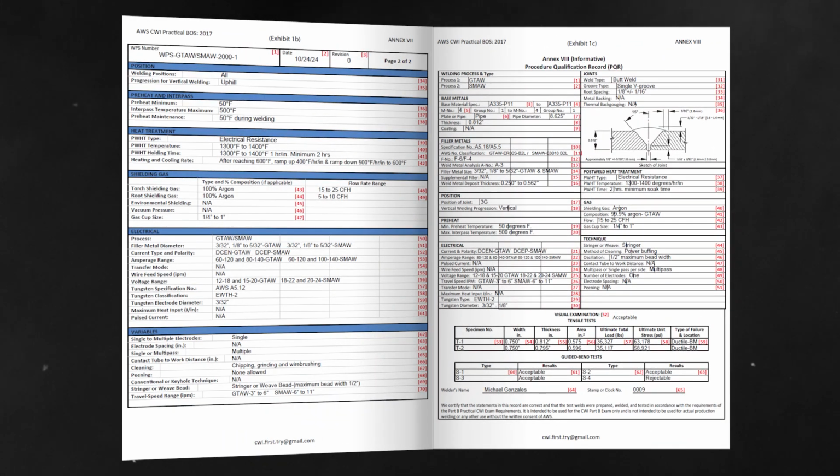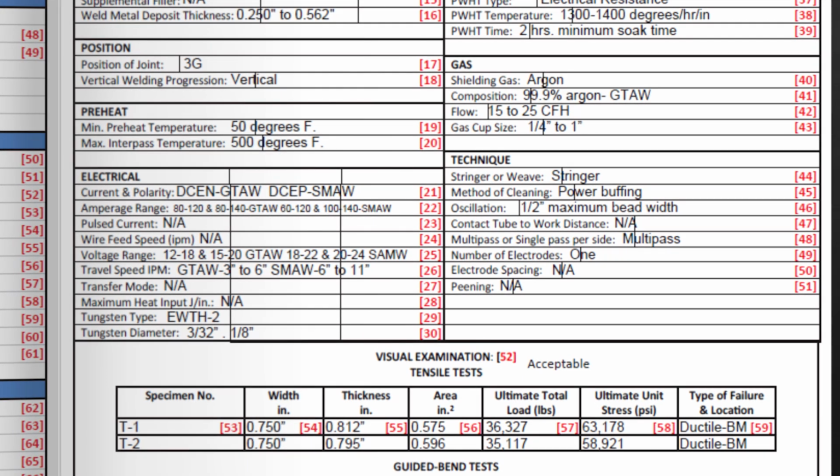Okay, so if you guys noticed, I like to review the PQR and cross-reference it with the WPS. So the process is the same. Let's pull up the PQR under technique. Let's see what the variables are there. So under oscillation, it states that the maximum width of the weld bead is 1/2 inch.